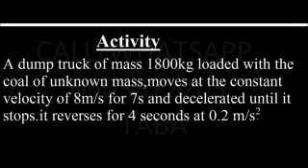Now here is a task for you to do. The task is about a dump truck of mass 1,800 kg loaded with coal of unknown mass and moving at a constant velocity of 8 meters per second for a period of 7 seconds. Then the statement says that it decelerated until it stopped. And then after stopping, the truck started to reverse. It reversed for 4 seconds at an acceleration of 0.2 meters per second squared.